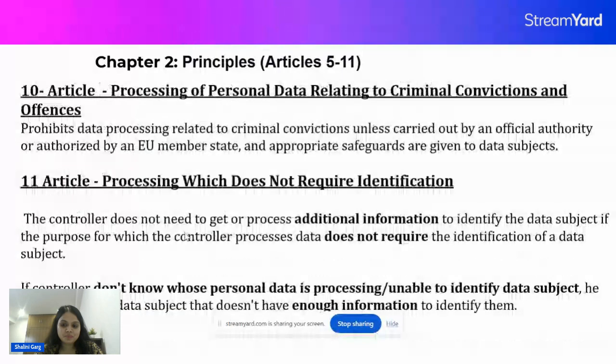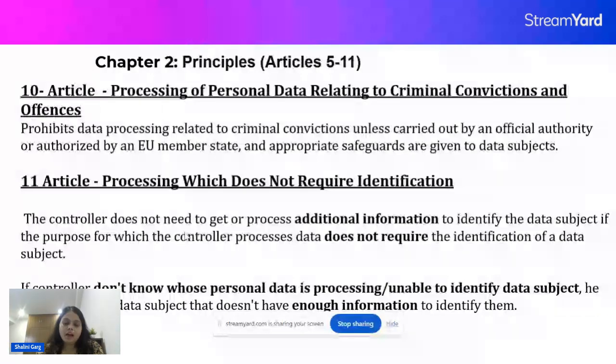Moving ahead with Article 10, which is processing of personal data related to criminal convictions and offenses. Criminal convictions and offenses related data is generally processed by the government. Generally, private companies, the controllers and the processors, are prohibited from processing any criminal convictions data, unless it is carried out by an official authority authorized by an EU member state and appropriate safeguards are given to the data subject.